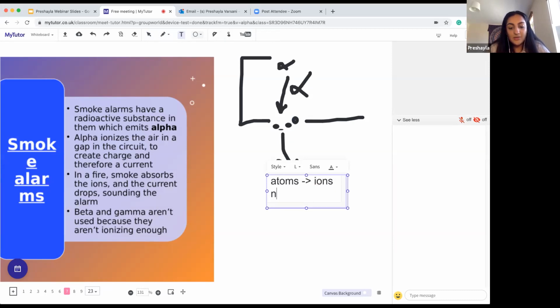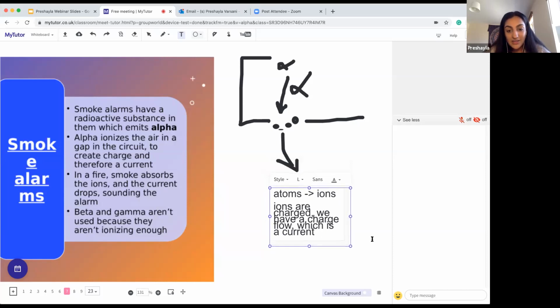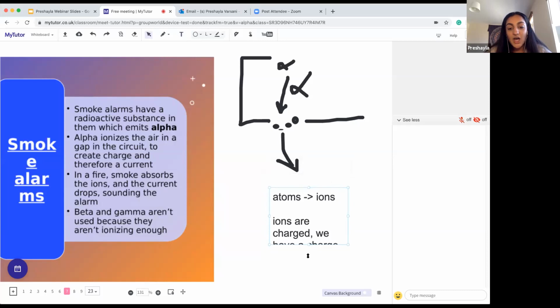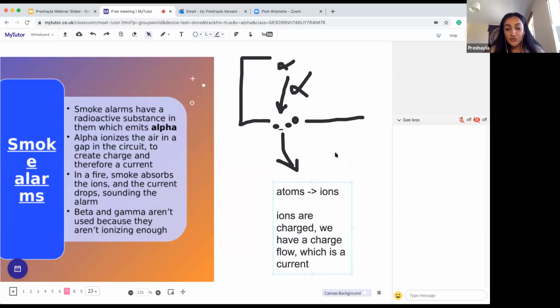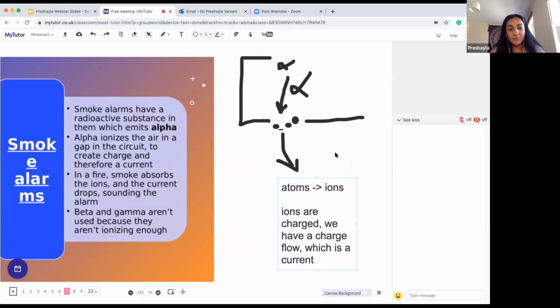Now, because ions are charged, we have a charge flow, which is a current. So by alpha ionizing the atoms in the air, we can create ions. And because these ions are charged, we have a charge flow because this is a constant process. And if we have a charge flow, there is a current. So this ionization is what is creating the current in our circuit.